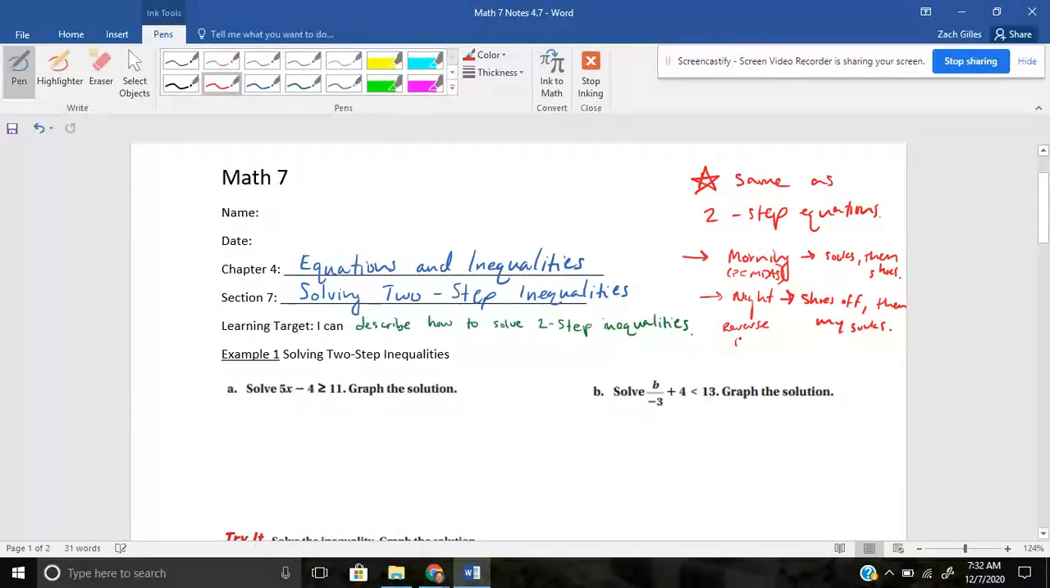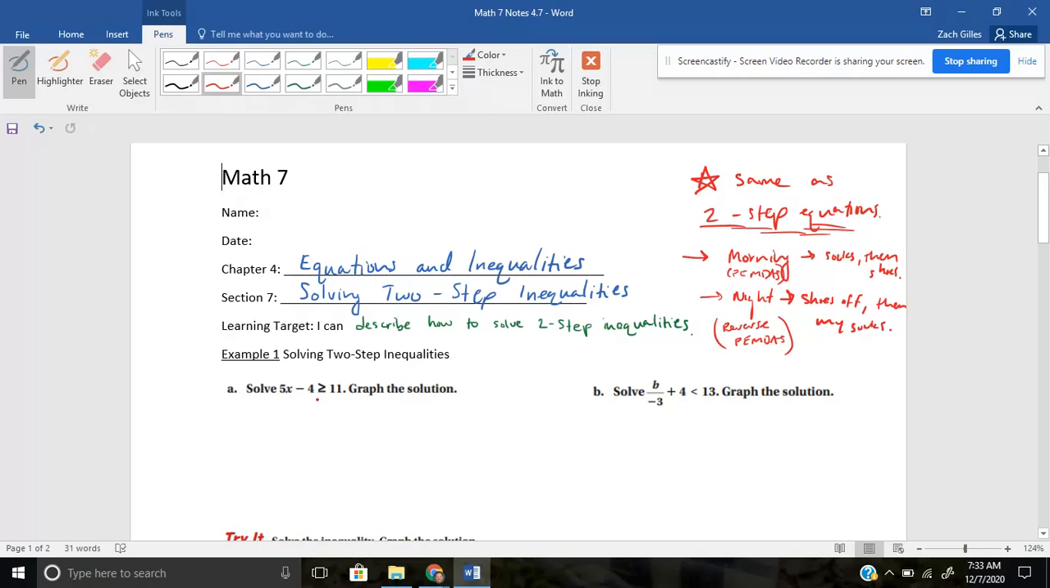I'm going to put reverse PEMDAS. So when we are undoing a math problem, we need to first undo our addition or subtraction, and then undo our multiplication or division, just like we did in two-step equations. If you don't quite remember that, it might not be a bad idea to go back and watch the tutorial on two-step equations or a quick how-to on that. But let's dive right into some examples here.